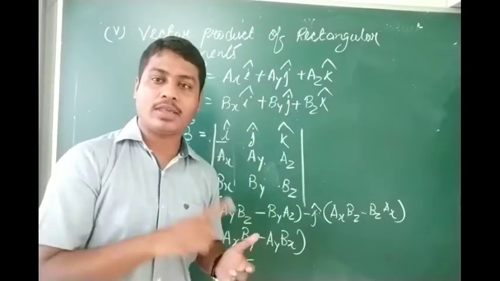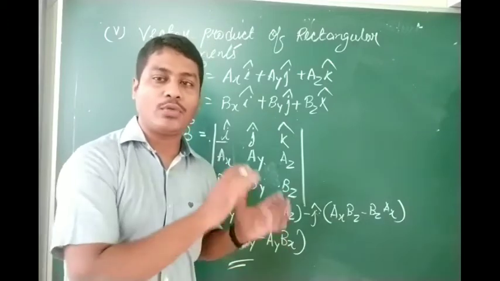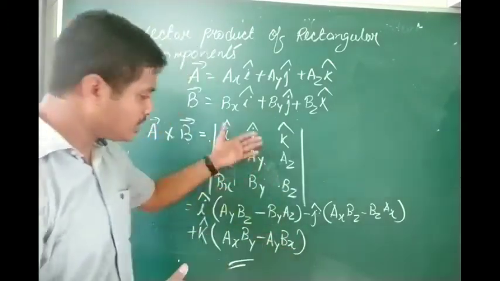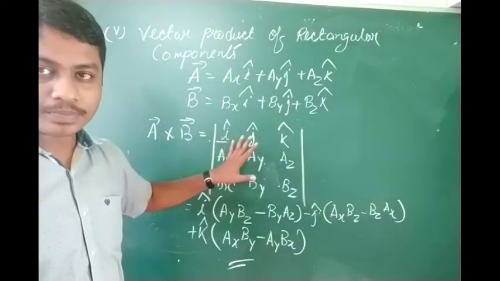You do i cap cross j cap, i cap cross k cap, i cap cross i cap. You have to do it for each individual one, so that will take some more steps. This is a little bit easier, so we can use this formula. This is a shortcut method.